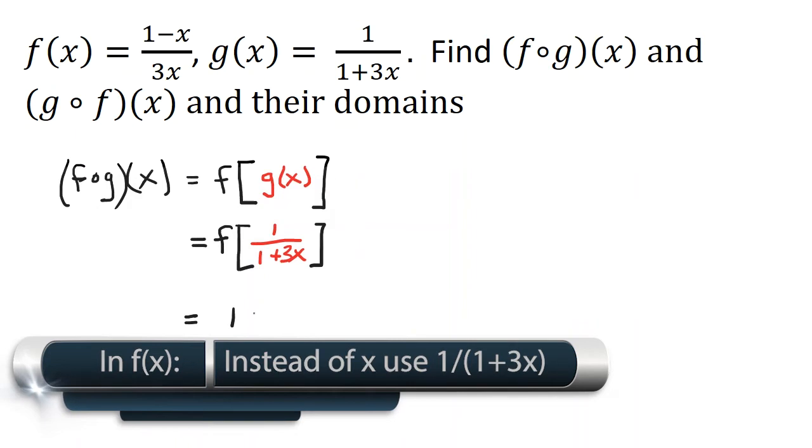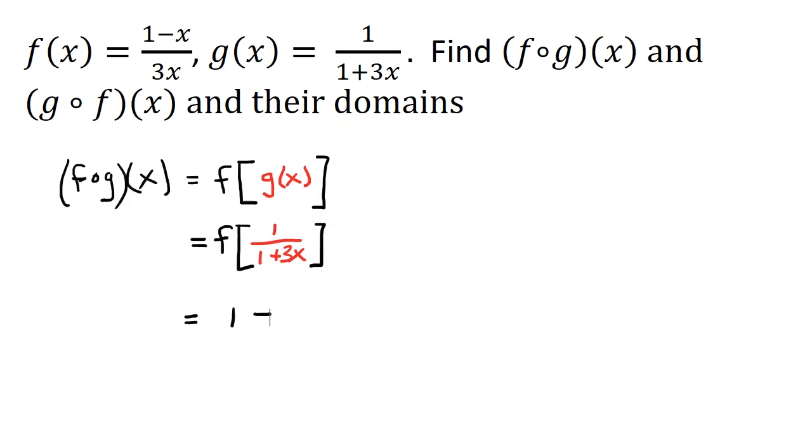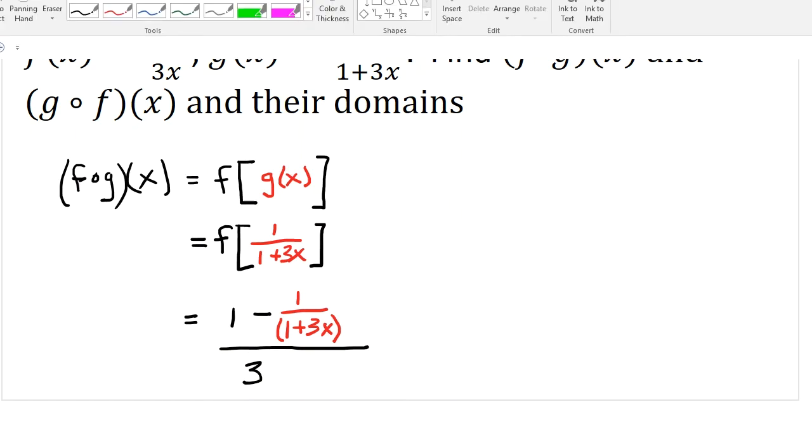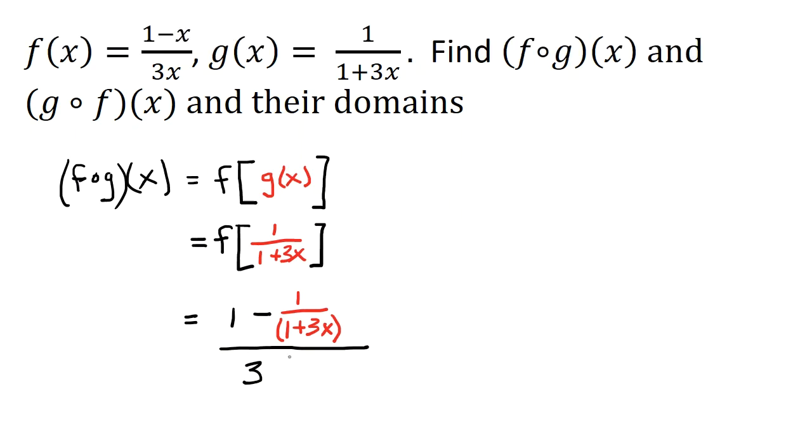So f is 1 minus x, but of course, instead of x, we're going to use 1 all over 1 plus 3x. I'm just going to put parentheses around the denominator there. So that's the equivalent of 1 minus x for the numerator in f. Now the denominator of f is 3, and then instead of x, I have 1 all over 1 plus 3x. I said minus, but I meant plus there.